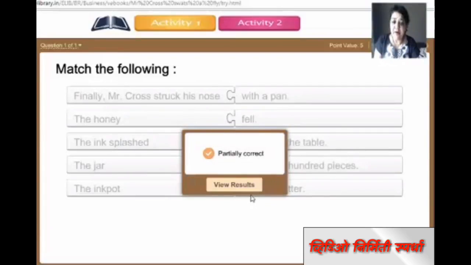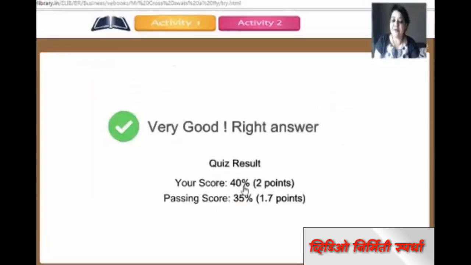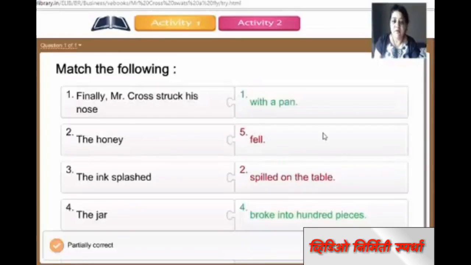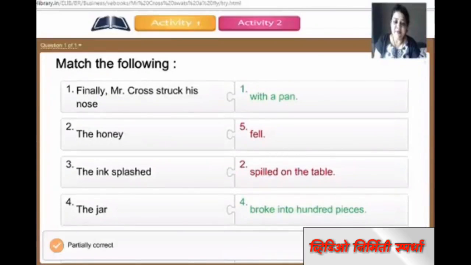Our answer is partly correct. So we have to go view results. Our score is 40%. So what is our review? Our true answer went wrong. Okay. The honey fell and the ink splashed, spilled on the table. So we are going to do this activity again. Okay. So shall we start again?